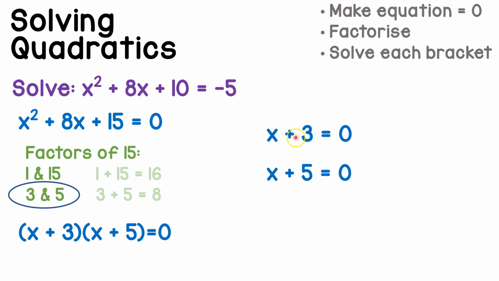Now if we were to take away 3 from both sides to get rid of the plus 3, that means x would equal negative 3. If we were to take away the 5 from both sides, that means x is equal to negative 5. So with quadratics, most of the time, not always, but most of the time, you'll come out with two answers. And so in this case, the answers are x equals negative 3, negative 5.